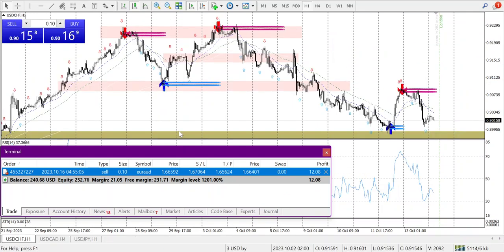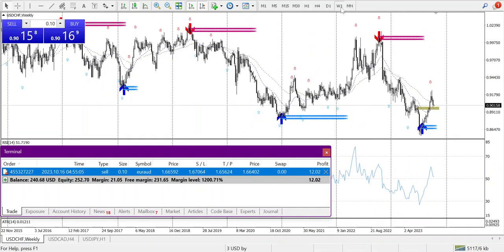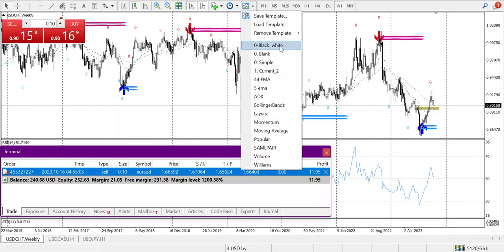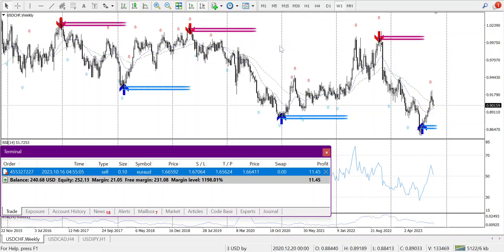Okay, now we are at USD CHF weekly time frame. Let me delete everything here. I don't know how to trade anything right now. So what can I see? It was a downtrend. Now it is making higher highs. Now I'm expecting it to make higher lows.